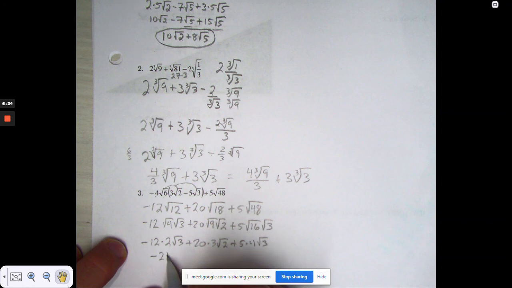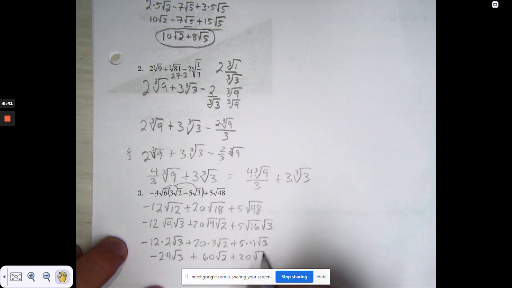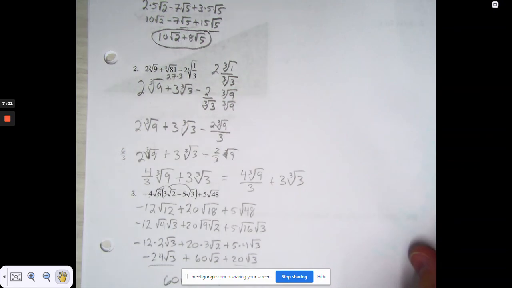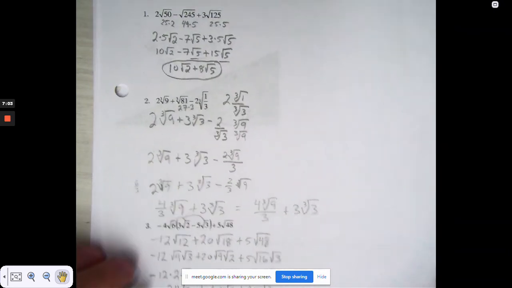So this is a negative 24 root 3 plus 60 root 2 plus 20 root 3. So now we go back, we have this root 3 and this root 3 that can come together. So we'll bring down our 60 root 2, and then we have negative 24 root 3 plus a positive 20 root 3 leaves us with still a negative 4 root 3. Okay. At this point, let's flip it over.